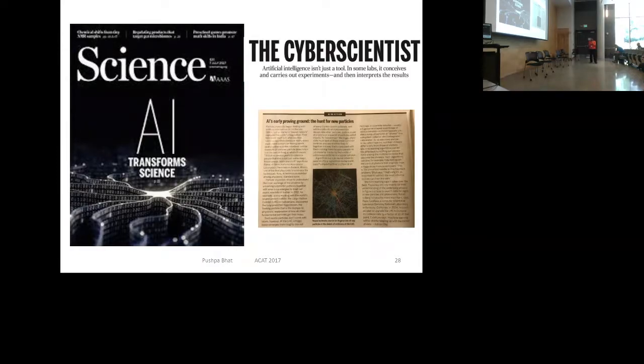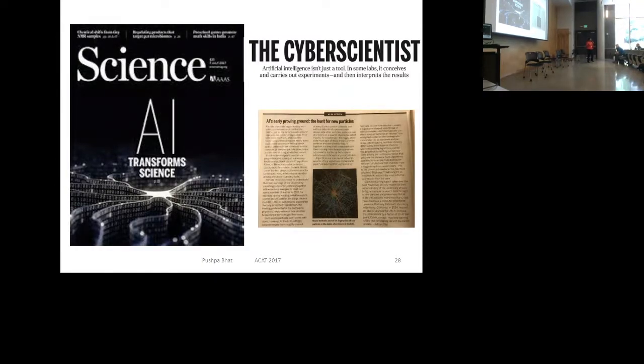So I just wanted to show that science. I don't know if you've seen this. Had a nice issue. AI transforms science, and it talks about, this is the 7th July edition. Talks about all the different sciences, from genomics, biology, chemistry, all sorts of sciences that are actually using AI.